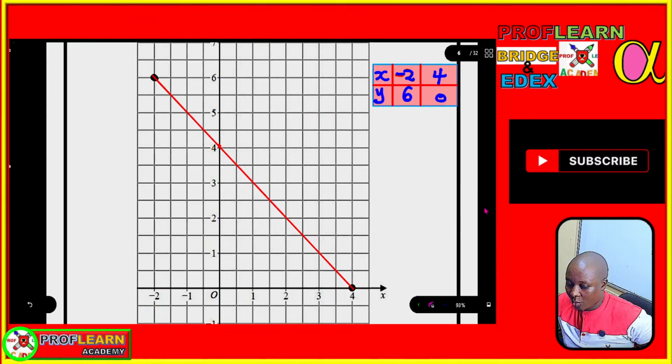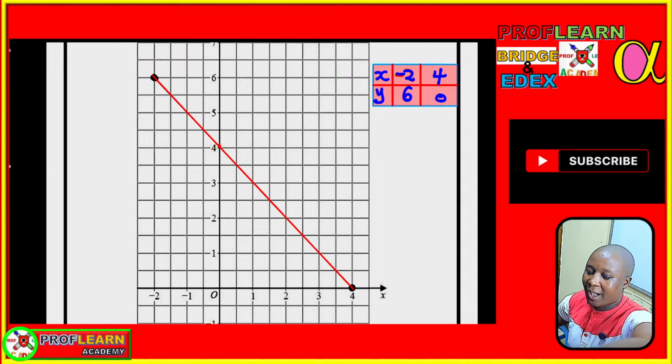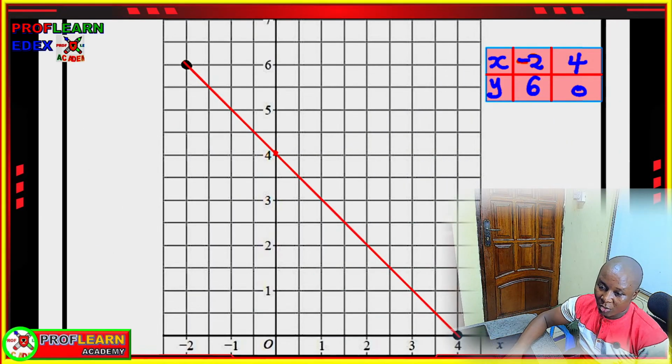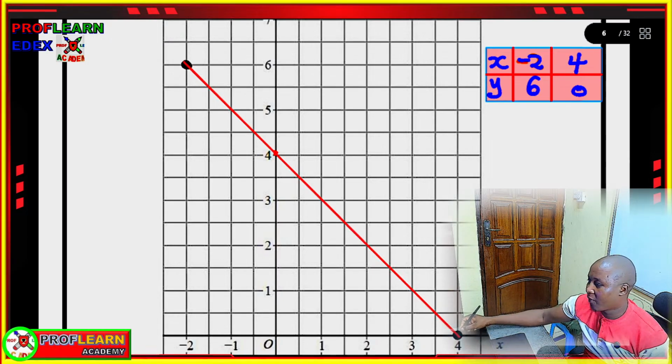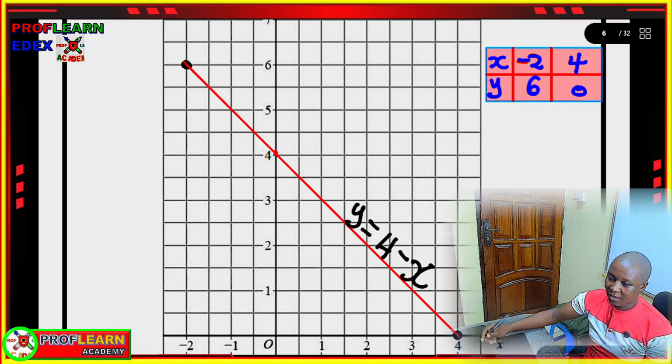So for you to do the foundation paper, you have to ensure that you know how you can be able to draw graphs of straight lines. You can be asked a question on that, and you should be able to work out that kind of question. I believe we are together up to that point. And of course the line that we have drawn here is the equation of the line y equals 4 minus x. So that is the line that we have drawn at this given point.